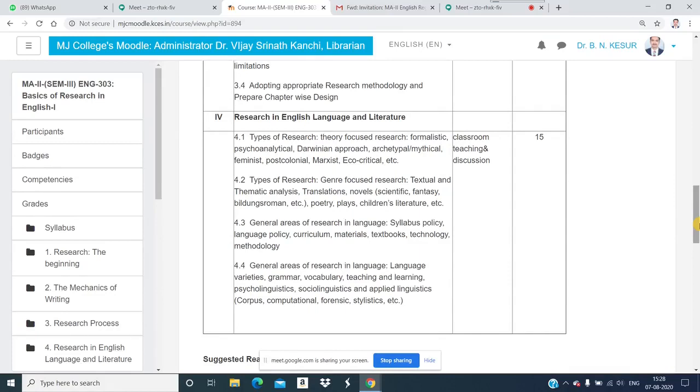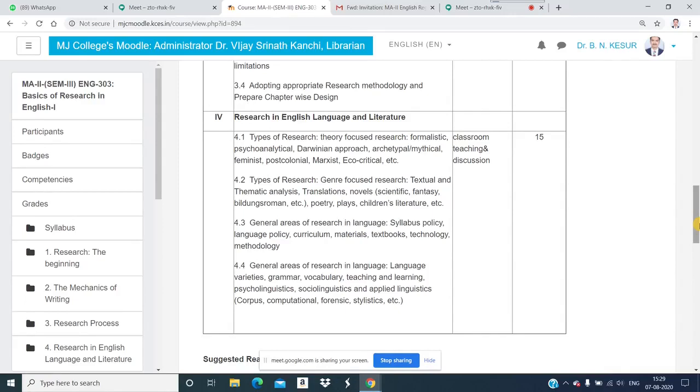So there you have to understand these types of theories like formalism, psychoanalytical study, Darwinian approach, archetypal or mythical approach, then feminist approach, post-colonial approach, Marxist approach, eco-critical approach, and various approaches which are available in the study of English language and literature. Okay, so I talked about theory focused research.